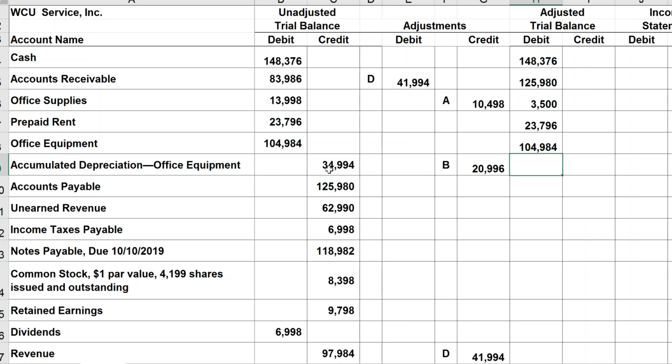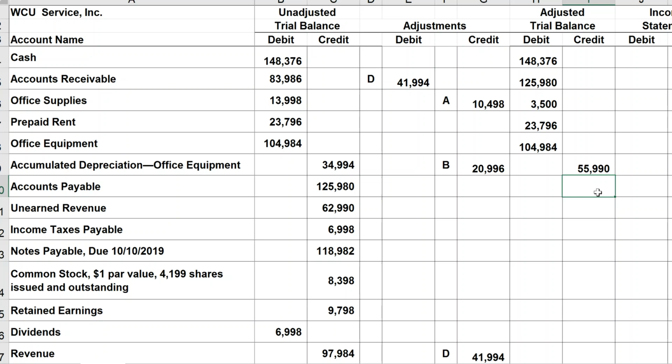Note now, my accumulated depreciation has a credit balance. So that means I'm going to have a credit adjusted trial balance. So note, I have a credit entry in my unadjusted trial balance. I have a credit adjustment entry. So since both are the same, I'm going to add them together since I have two credits. So I'm going to take my accumulated depreciation balance, and to that, I'm going to add my credit adjustment balance to get my new credit balance for adjusted trial balance.